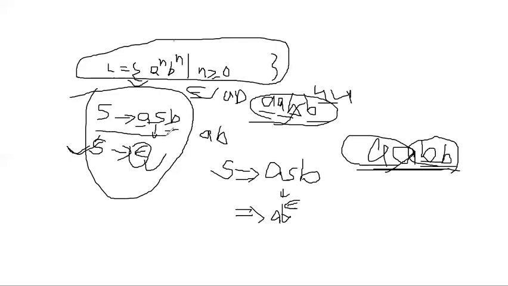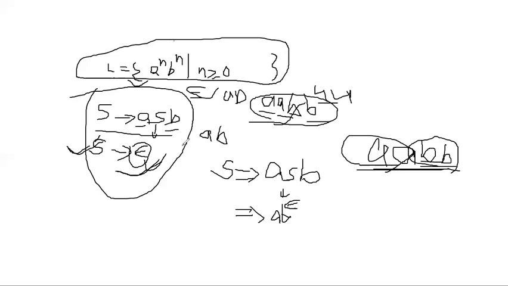S implies ASB is the common production for n greater than or equal to 0 and n greater than 0. But for n greater than 0, S implies AB is the valid second production. For n greater than or equal to 0, S implies epsilon is the valid production, because at n equal to 0, we should get epsilon as the input string. In this way, for any language, we can construct the equivalent context-free grammar, and we can take any input and show that particular input is proven like this.